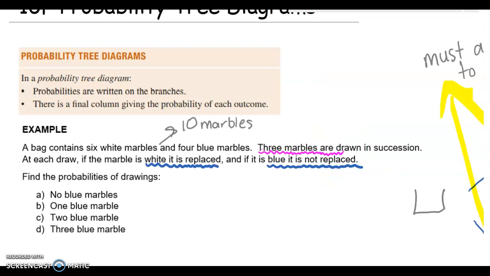A bag contains 6 white marbles and 4 blue marbles. So 6 white, 4 blue, we have 10 marbles all up. 3 marbles are drawn in succession. So that just means we're drawing one marble, we're going to draw another marble, and then we're going to draw another marble. At each draw, if the marble is white, it is replaced. If it is blue, it is not replaced.